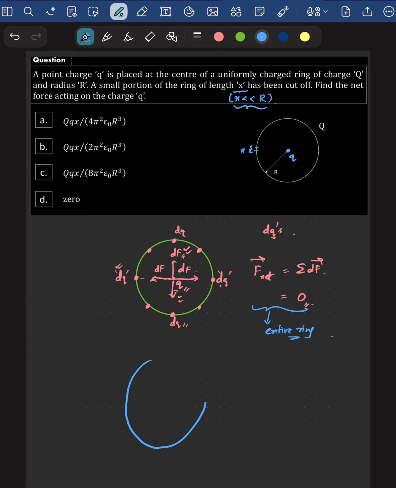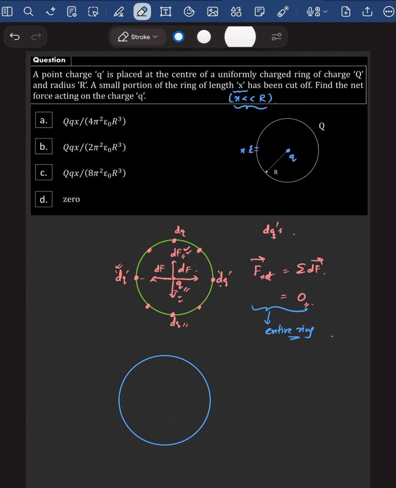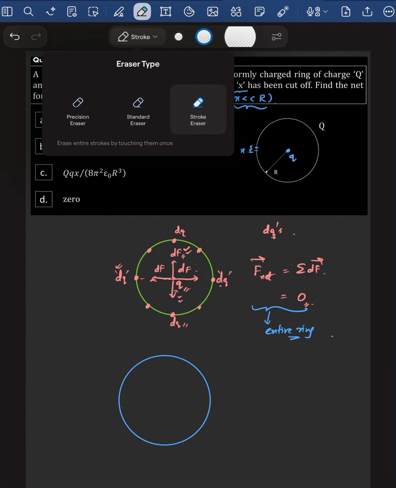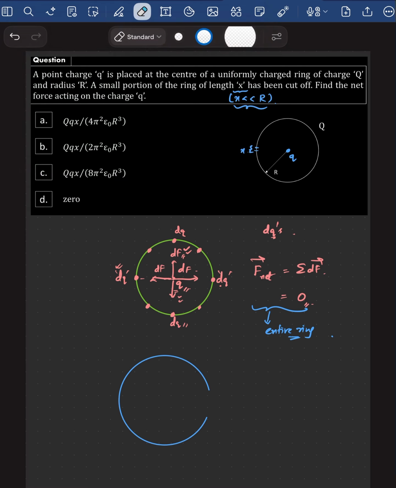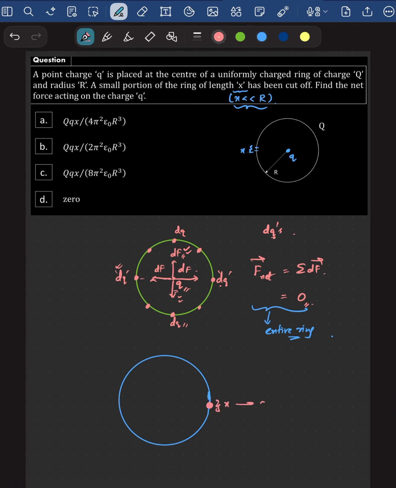So let me draw this diagram once again. So we're cutting off a very small portion of this ring in this case. Right, so because we're cutting off a very small portion of this ring, and as I mentioned, the condition over here was X is far less than R, we can imagine that this is like a point charge which we have over here. So I need to draw a better diagram. So I can imagine that this X portion which I've cut is basically a DQ charge which is being removed. So I'm removing a very small point charge from this.